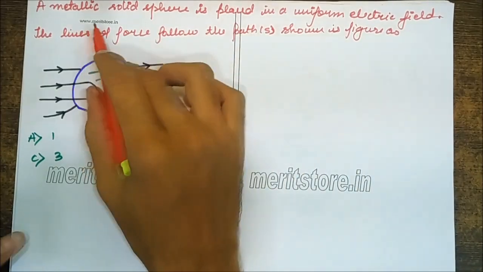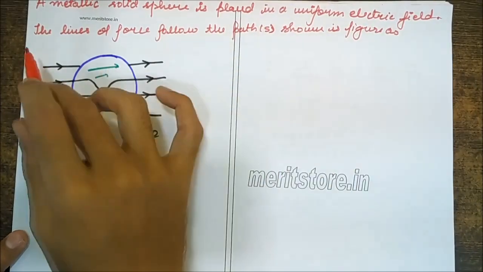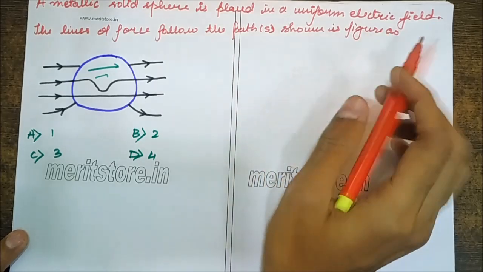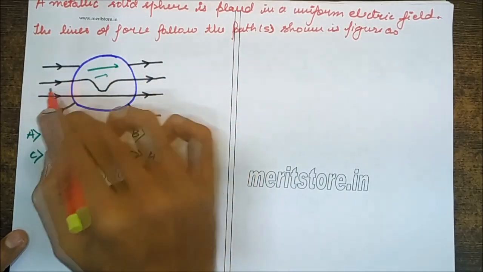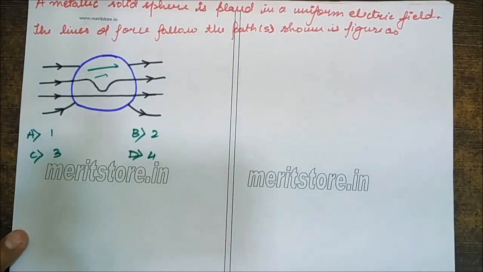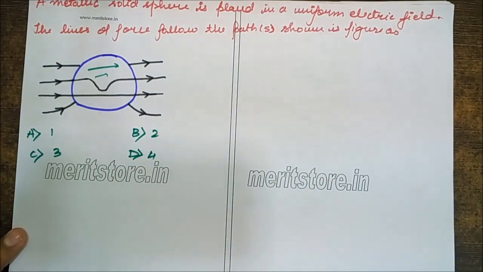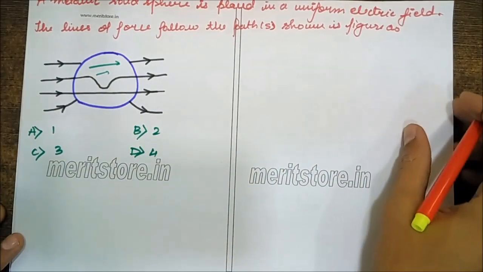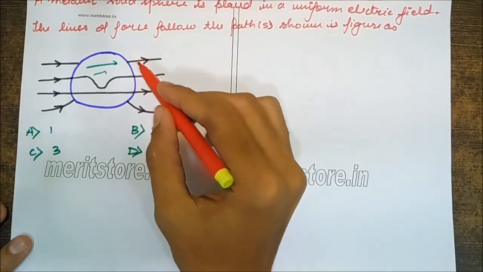A metallic solid sphere is placed in a uniform electric field. The lines of forces follow the path shown in the figure. So there is a metallic sphere and there are lines of forces which are passing through it. We need to find how many lines of forces follow the path as shown in the figure.